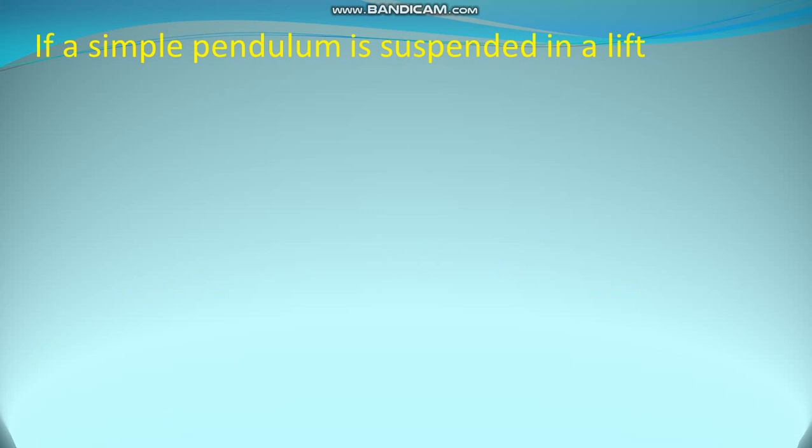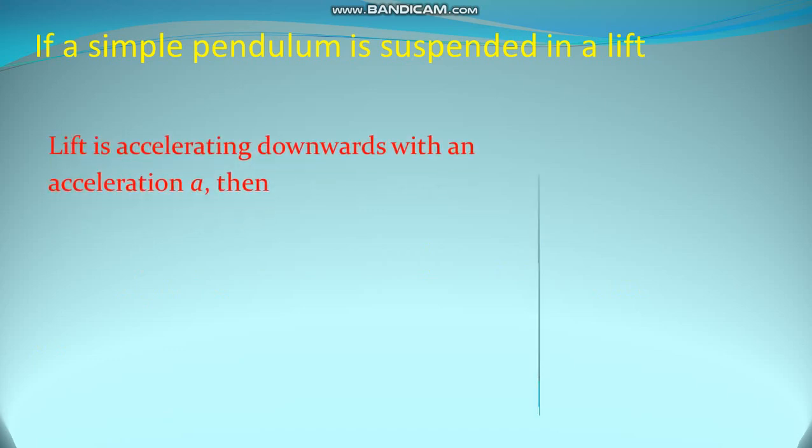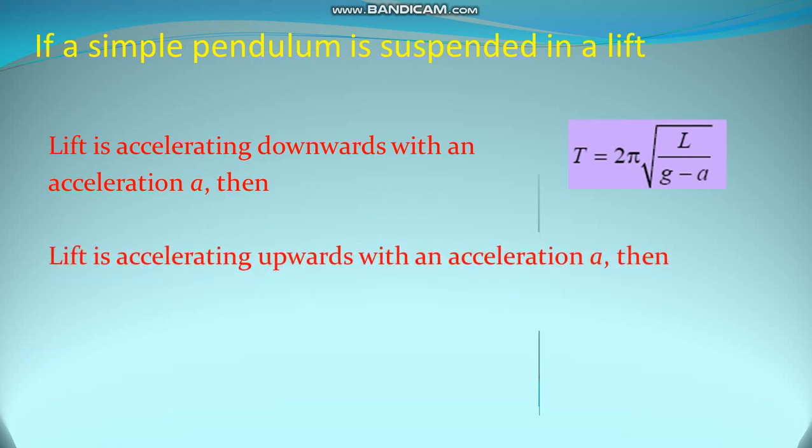If a simple pendulum is suspended in a lift, then what happens? We will see this. If the lift is accelerating downwards with an acceleration a, then T is equal to 2 pi square root of L by (g minus a). The time period formula remains the same, just you have to take in the denominator g minus a. Okay.